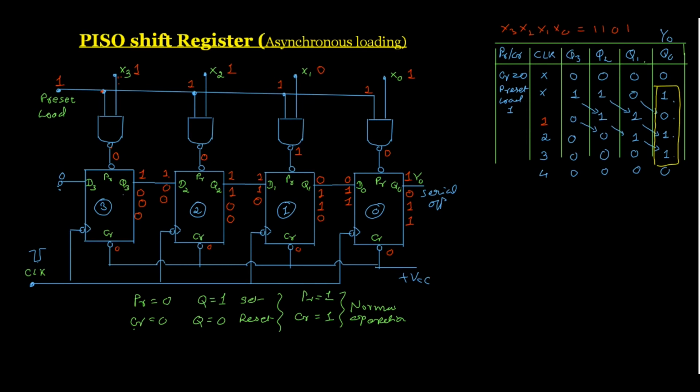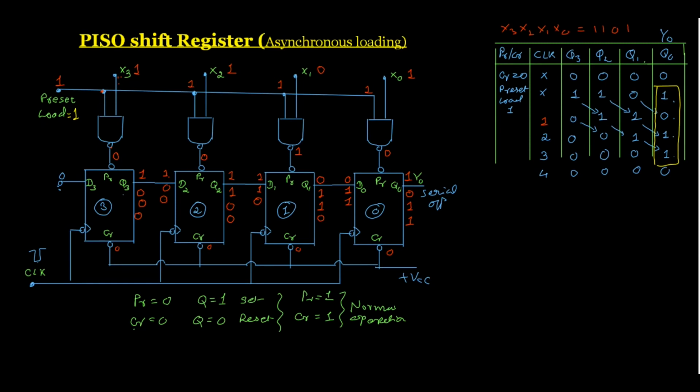So initially, by applying load equal to 1, your data is loaded into the SIPO register. Then by applying clock pulses one by one, or bit by bit, this data is coming out at Y0, or you can say Q0, like this. So this is known as a parallel in, serial out register.